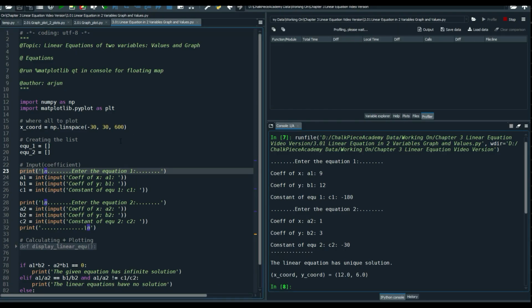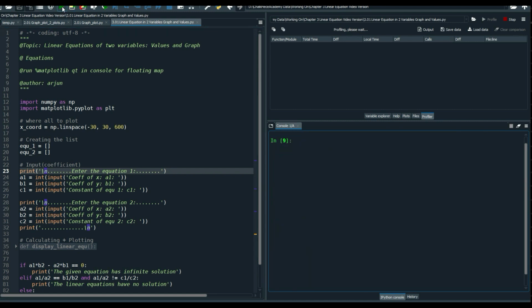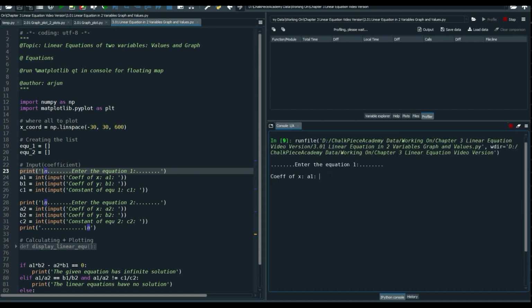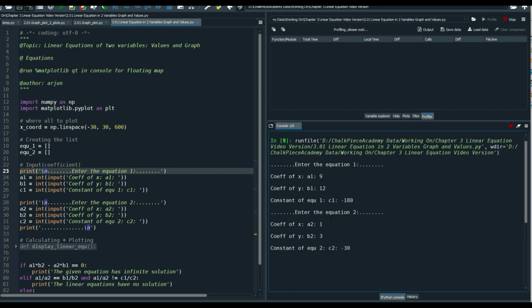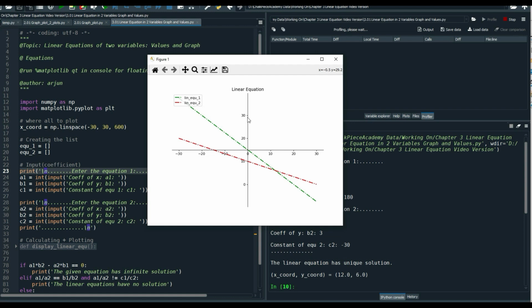To plot the graph, we'll make use of our code. So we have equation 1, coefficient of X, that is A1. The first equation is, if I'm right, 9, 12 and 180. 9, 12 and minus 180, because in standard form it will transpose to negative 180, right? Left hand side if we transpose it. And the other one is 1, 3 and minus 30. And yes, we have the graph.